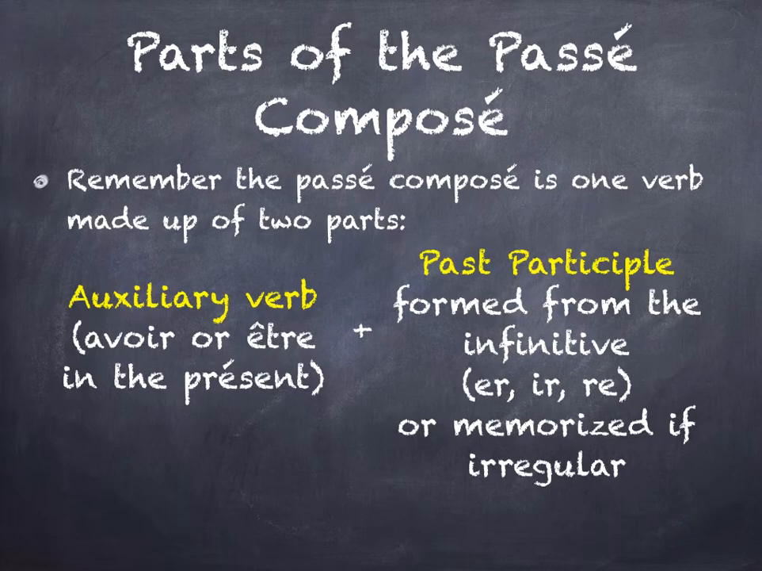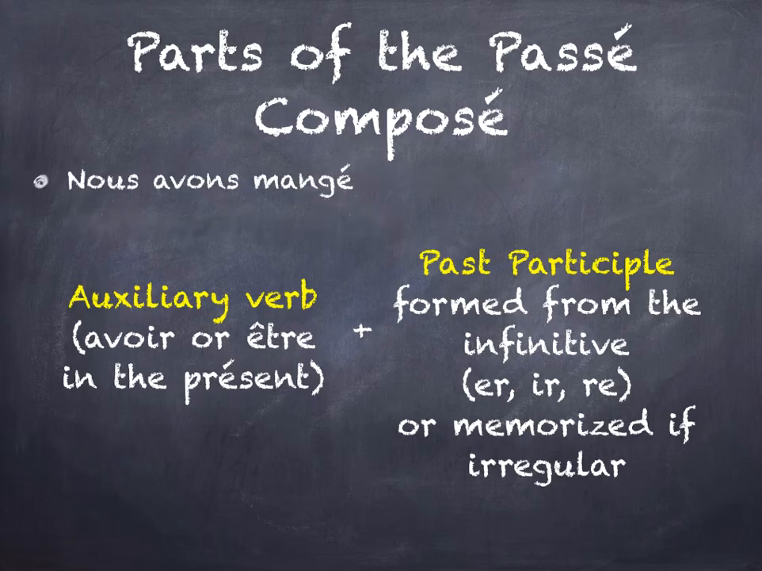So ER verbs drop the ER, add é accent aigu. IR verbs drop the IR, add an I. RE verbs drop the RE, add a U. Or it's memorized if that particular verb has an irregular past participle. If you are missing one of these two parts, then you cannot have the passé composé. You must have both an auxiliary verb and a past participle to be able to use this tense in French.